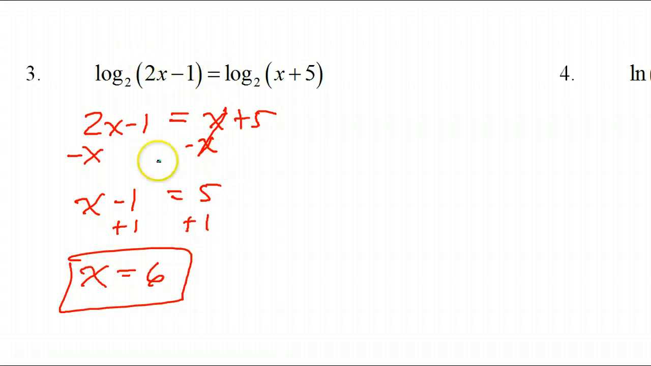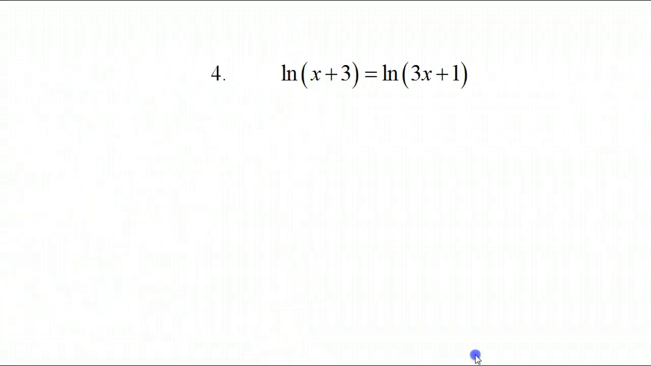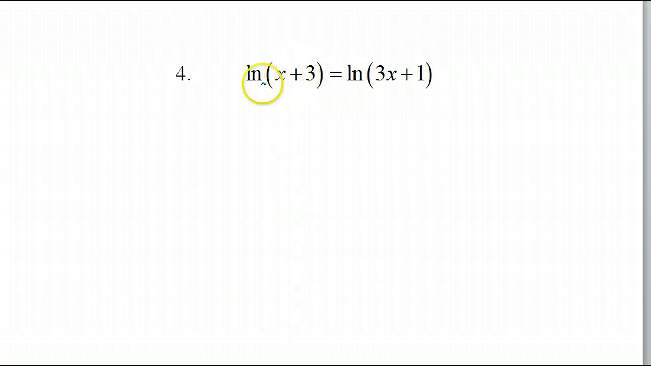Alright, make sure it works. If I plugged in 6 right here, I would have 2 times 6 is 12, minus 1 is 11. If I plug in 6 right here, 6 plus 5 is 11. So 11, 11. So that's okay. Always check your answers. Number 4, x plus 3 must equal 3x plus 1.